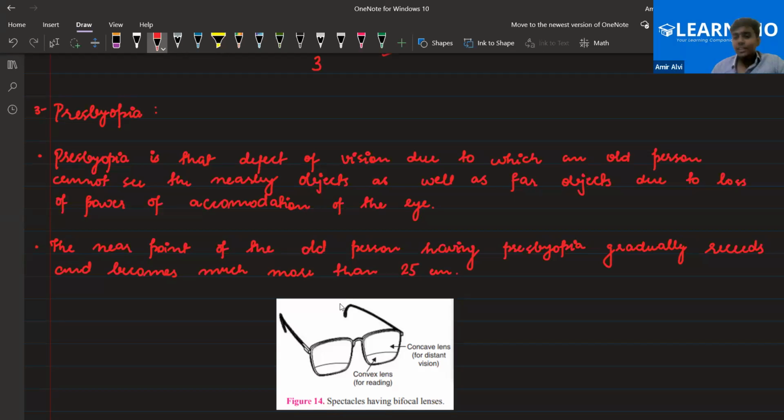You must have seen that senior citizens are not able to walk properly due to pain in the bones, right? That does not happen due to any kind of disease. This is due to the aging of the human body. This is nature, right? So presbyopia is that.